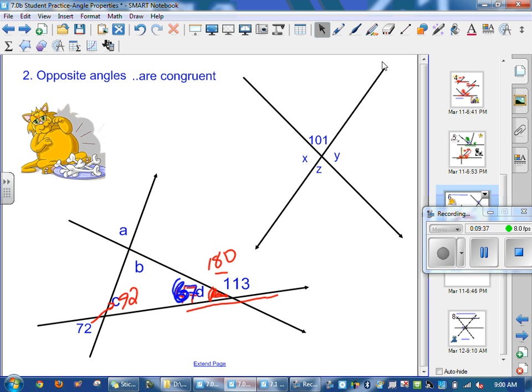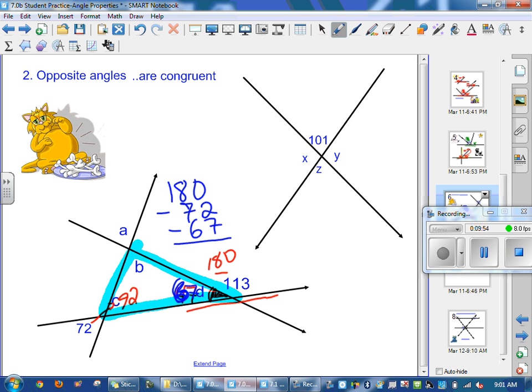Okay, I have another triangle here. Right there. And triangles will add to 180. So I'm going to find B by taking 180, minusing my 72, and minusing my 67. I'm going to get B. So how big is B? 41. And if B is 41, how big is A? 41. Perfect.